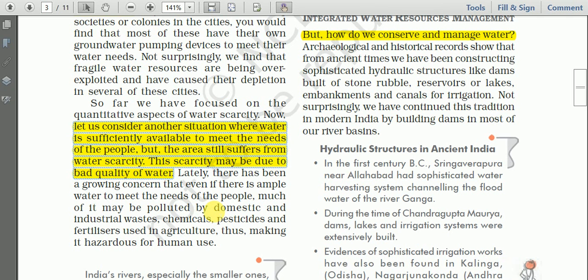As you have pointed out earlier, actually this point was already pointed out by Paurobe. Let us consider another situation where water is sufficiently available to meet the needs of the people, but the area still suffers from water scarcity. That was because of bad quality of water, that is water pollution. So for example, let us take example of this Thanga Island, or Karang Island.